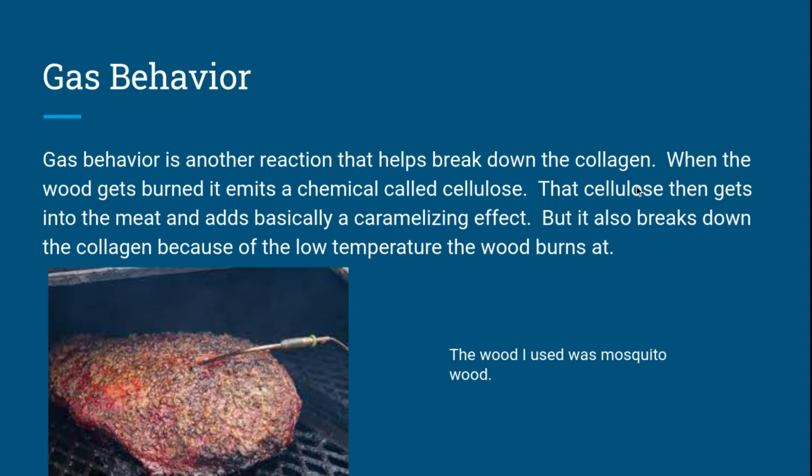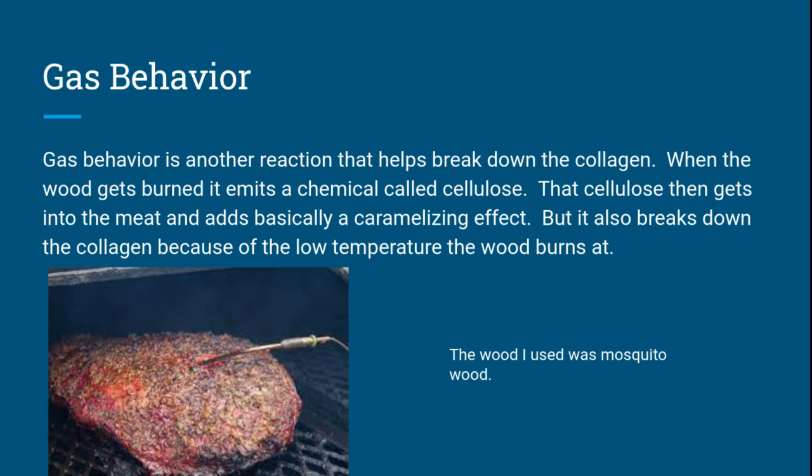Gas behavior. Gas behavior is another reaction that helps break down the collagen. When the wood gets burned, it emits a chemical called cellulose. That cellulose then gets into the meat and adds basically a caramelizing effect, but it also breaks down the collagen because of the low temperature the wood burns at. Justin used mesquite wood for the brisket.